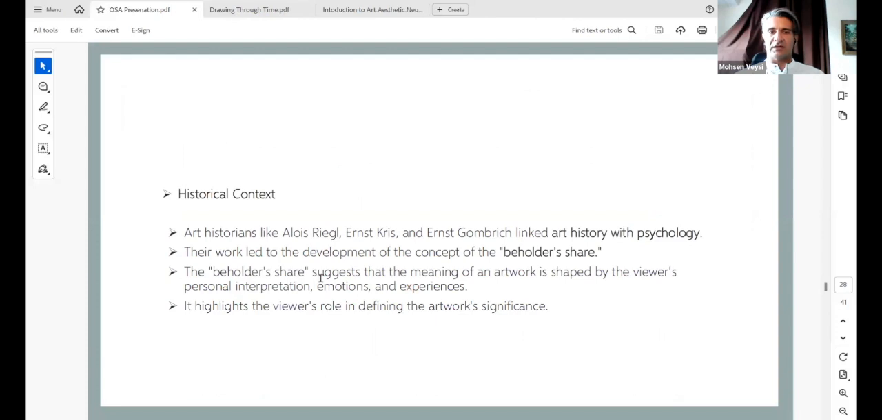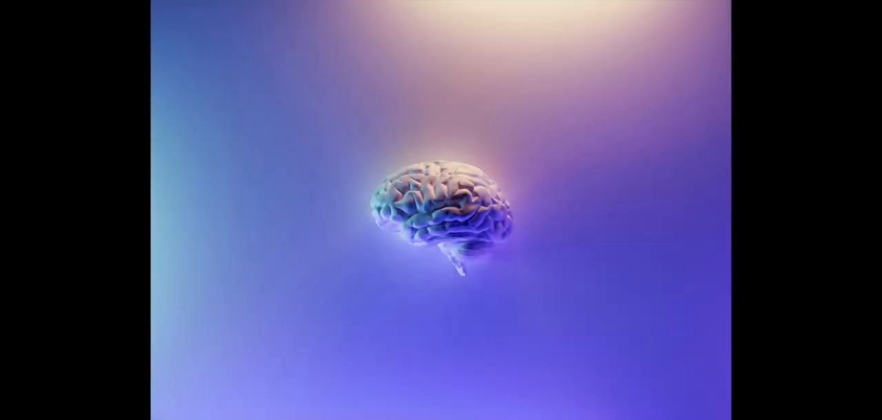The beholder's share suggests that the meaning of an artwork is shaped by the viewer's personal interpretation, emotions, and experiences. So the viewer is not passive. To look at a work of art is a creative process.